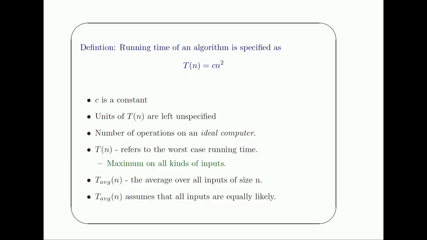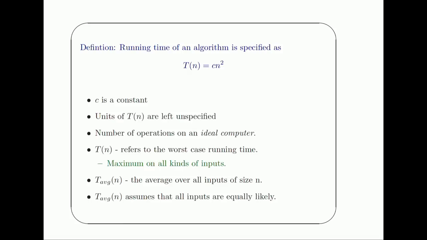Okay, we talk about T of n in a machine independent way, and we are talking about operations that can be performed on an ideal computer. We will see in a while what we mean by operations on an ideal computer. And generally, when we are talking about T of n, the running time of a program, we refer to the worst case running time, that is the maximum over all kinds of inputs.